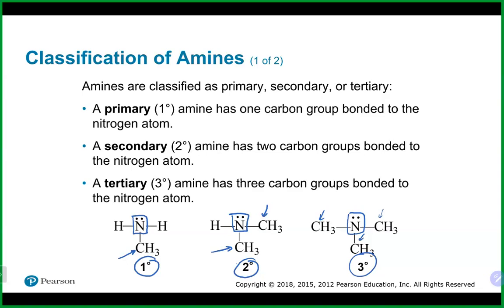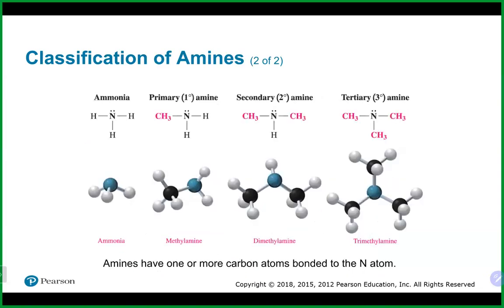So as we attach more groups to the nitrogen, it goes from primary, secondary to tertiary. And again, here it's a little bit different than how we classify other things that we've done. We are looking directly at the nitrogen and how many carbons are directly attached to nitrogen as the classification point. Unlike an alcohol where we look at the carbon that's attached to the OH and how many carbons are attached to that. So it's an important difference in terms of how you classify them.